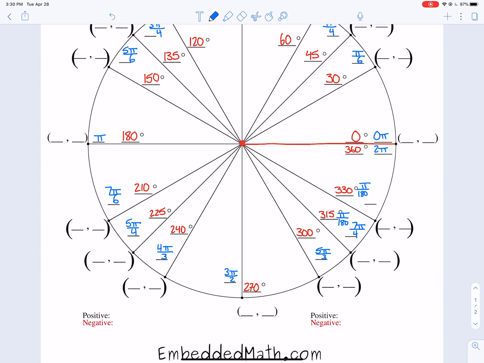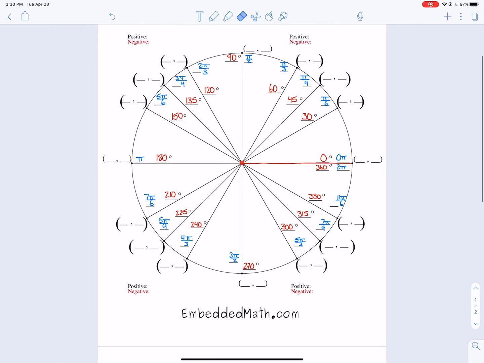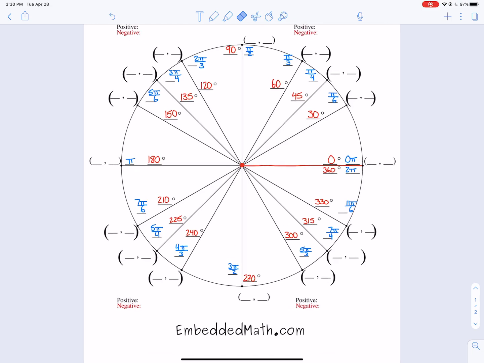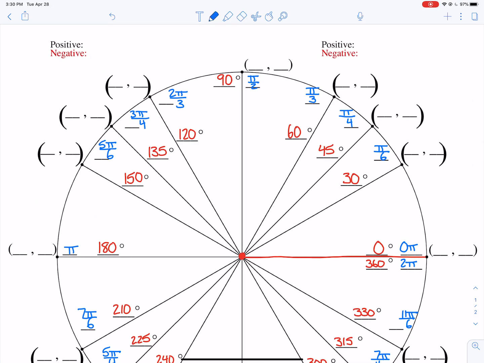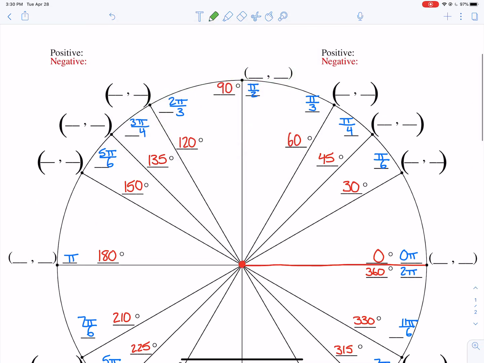That would give us 11 pi over 6 because they both divided by 30. So we get all of them converted into radians. So now I have degrees all in red, radians all in blue. Let's look at the coordinates. I'm going to put the coordinates in green.